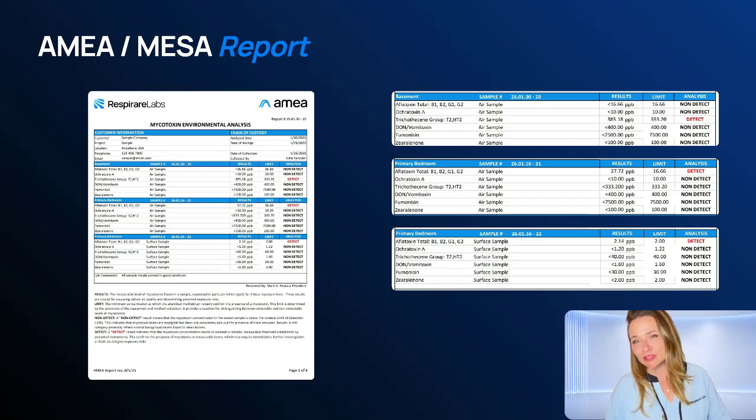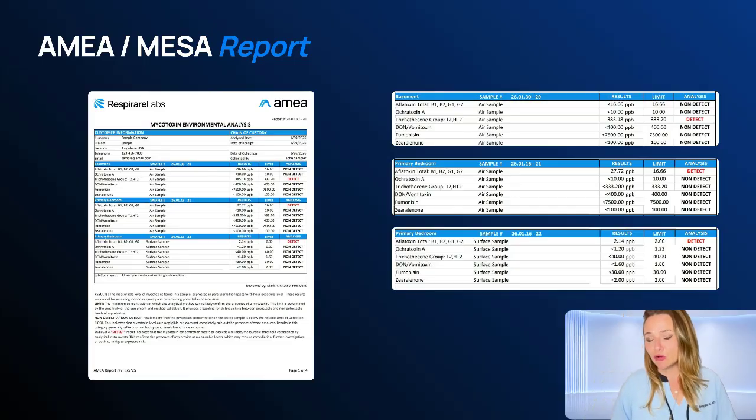These sample reports can be read with so much ease, very easy to interpret. We are either seeing detect or non-detect. We should not have detectable levels of mycotoxins within the indoor space. We have 2 options for lab reporting. We have our basic panel that looks at aflatoxins B1, B2, G1, G2, ochratoxin A, and then the trichothecene group.